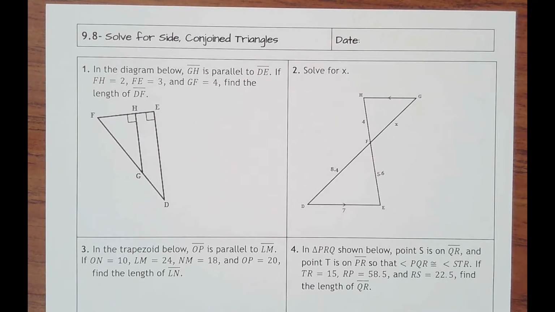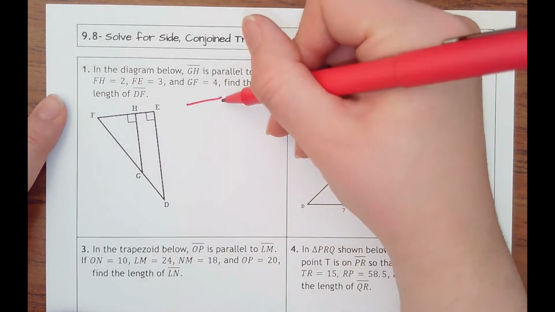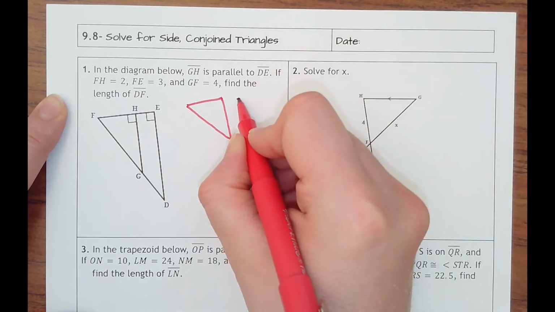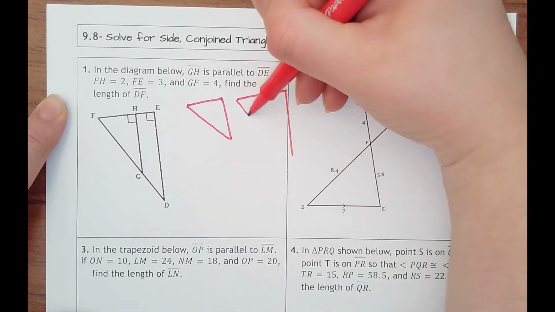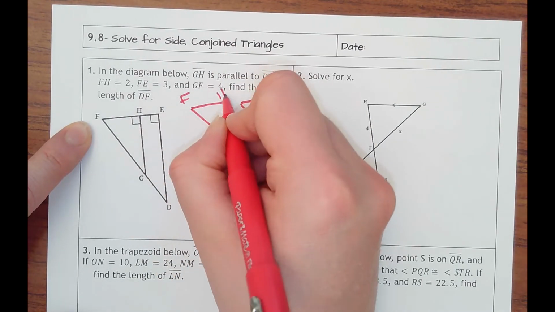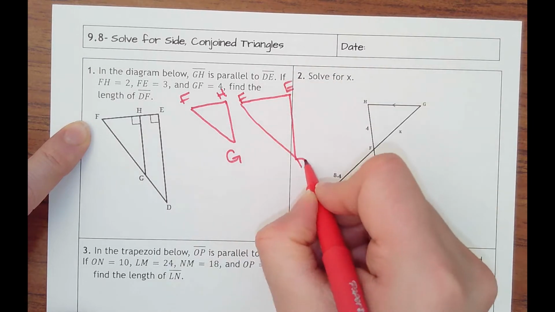Lesson 9.8, solve for side in conjoined triangles. So we've got a triangle inside of a triangle here. If I were to separate them, it would look something like that, of course not drawn to scale. So where this is F, H, G, and this is F, E, D.